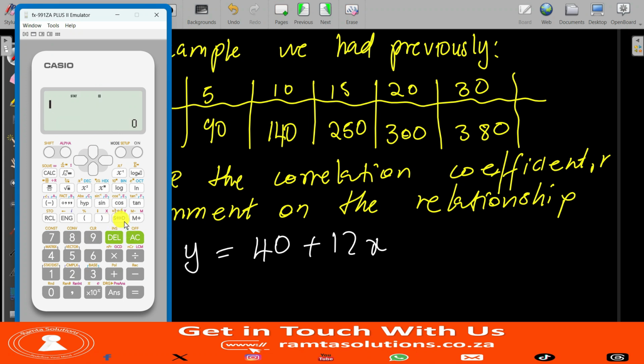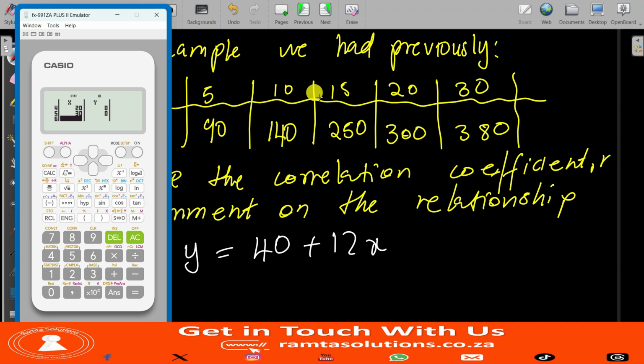Okay. So let me start afresh. It's mode. You go to statistics, it's option 3. Then because it's regression, you're going to go to option 2, A plus BX, right? Then you input the values here. Let's begin with the values of X. We have 5. To enter, we will press equal to. Then 10 equal to, 15 equal to, 20 equal to, 30 equal to.